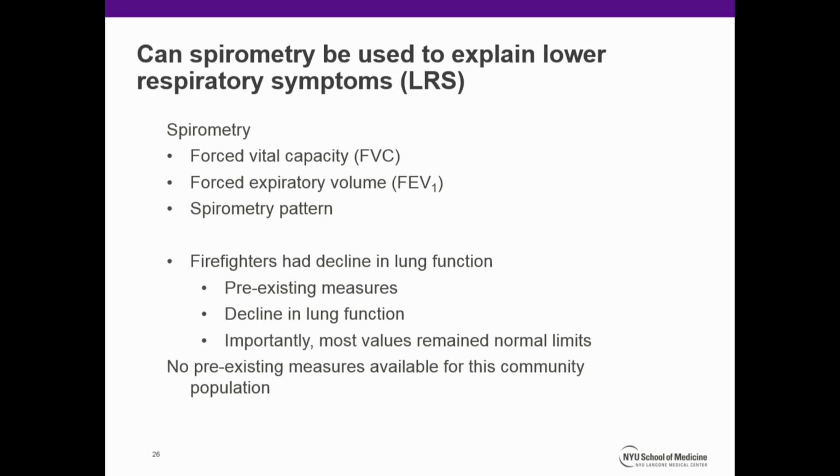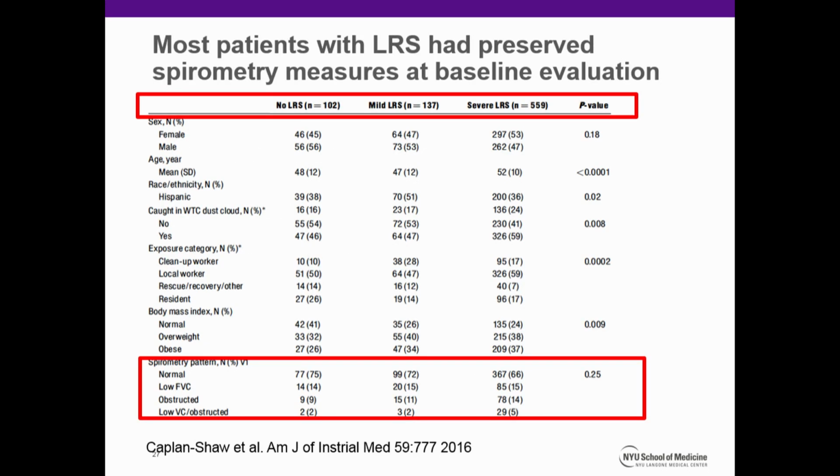Unfortunately, we had no pre-existing measures available for this community population, and in fact, it's a little hard to see here, but over and over again when we looked at them, and here I'm showing you one study we did where we looked at patients with no lower respiratory symptoms, those who had mild, moderate, or severe, regardless, down below, when you looked at them, most of them, 60 to 70%, had a normal spirometry pattern or had normal lung function. So this created a problem for us.